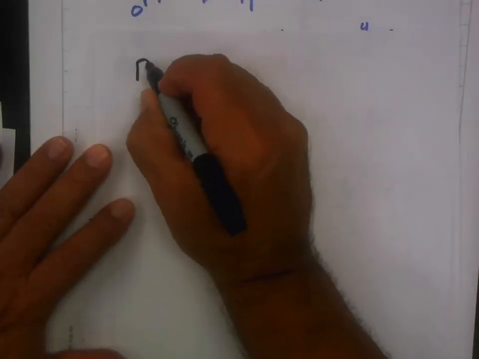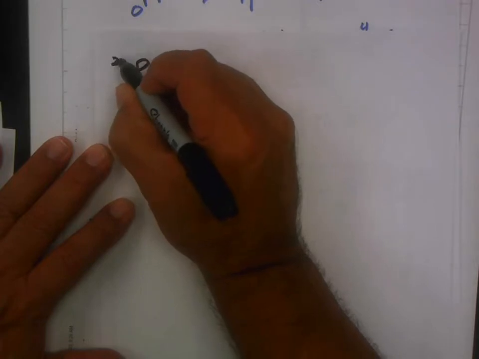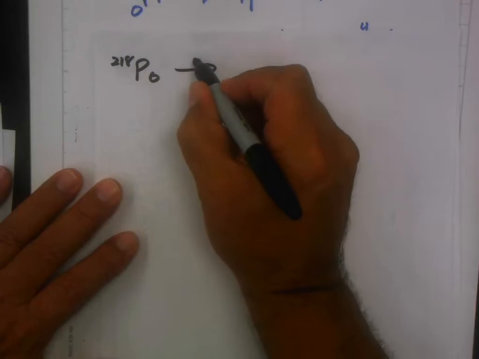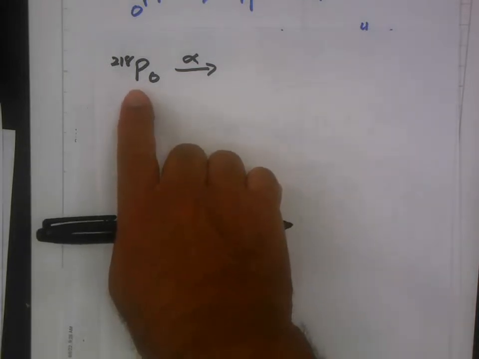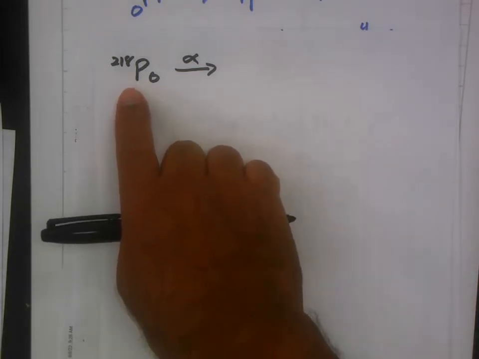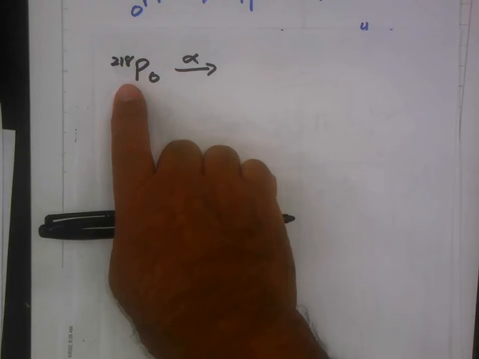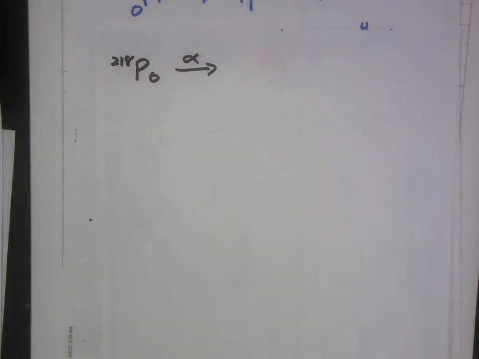All right, so let's say I ask you to come up with what polonium-218 is going to turn into if it undergoes alpha decay. Now you'll notice that one thing different here is that polonium-218 doesn't have the atomic number I gave you. Usually we'll give you the atomic number, but just in case you're not given the atomic number, you can always look it up.